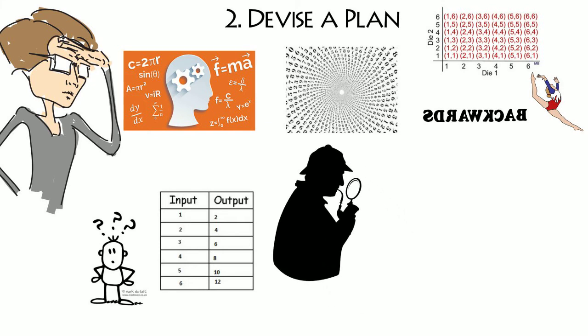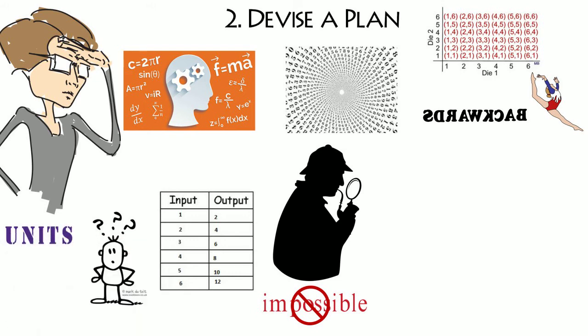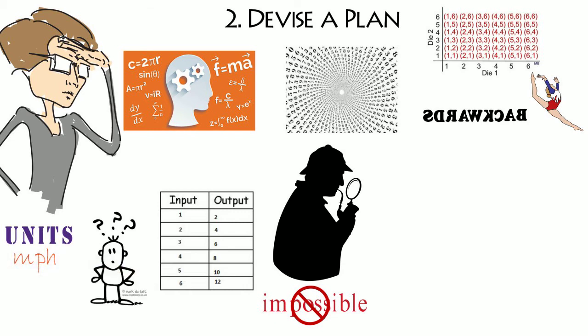Sherlock Holmes famously used this strategy. When you have eliminated the impossible, whatever remains, however improbable, must be the solution. Analyze the units. Paying close attention to interrelationships among units of a problem can help you organize the information and may lead directly to a solution.